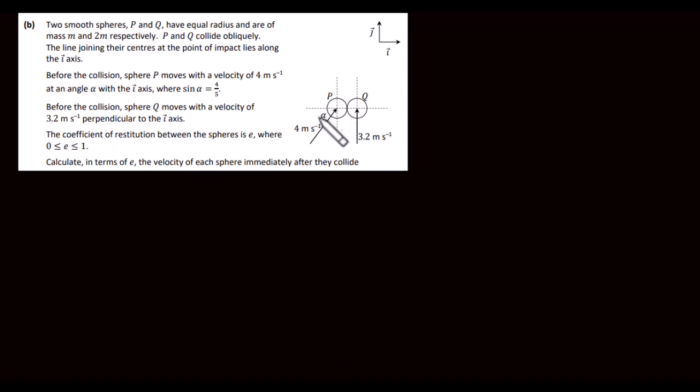The sine of alpha then, so they're giving us the angle here. It's sine inverse 4 over 5. Before the collision, sphere Q moves with a velocity of 3.2 meters per second perpendicular to the i-axis, so it's moving up along this way. The coefficient of restitution between the spheres is e, where e is between 0 and 1. Calculate in terms of e the velocity of each sphere immediately after they collide.